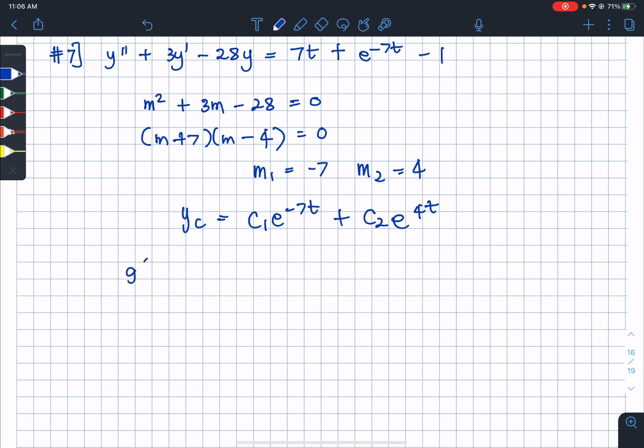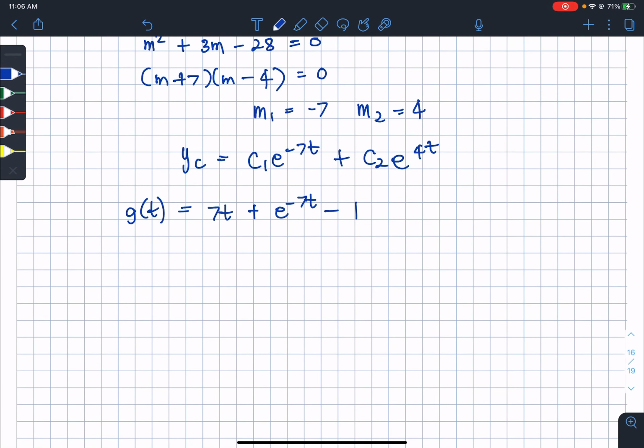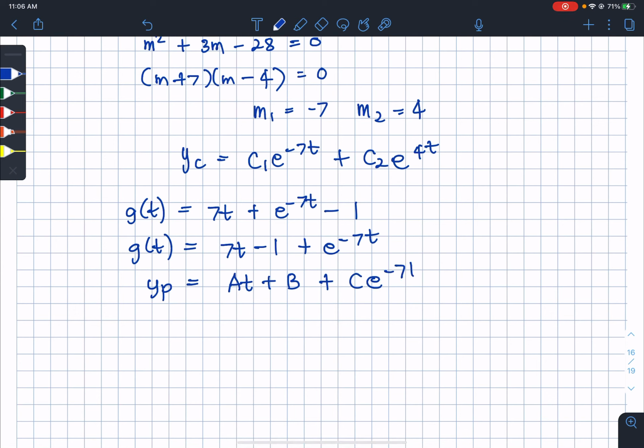And then our g of t is 7t plus e raised to negative 7t minus 1. So rearranging this one, that is 7t minus 1, then plus e raised to negative 7t. So our yp then will be at plus b, then plus c e raised to negative 7t.